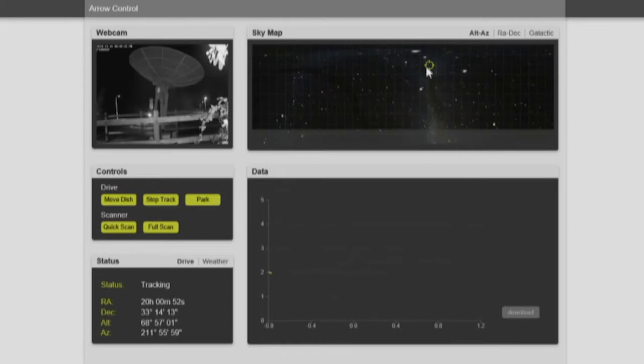You can see here on our plot of the Milky Way, this is the crosshair showing where Arrow is aimed. We've got the coordinates down here. And what I'm going to do is to live set a scan running. So we are now making a measurement with Arrow live, recording emissions from hydrogen gas within the disk of the Milky Way.